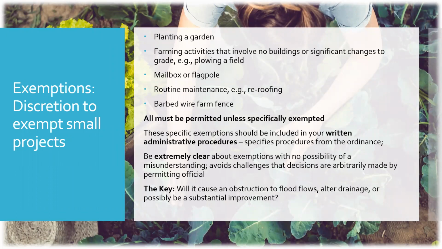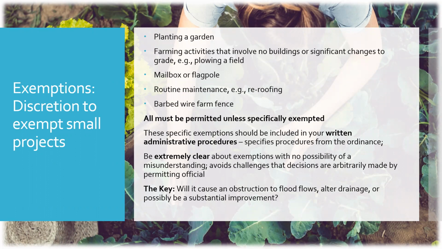So the key to this is, would it cause an obstruction to flood flows or alter the drainage or be a substantial improvement? That kind of thing shouldn't happen without a permit. There shouldn't be a situation where there's a substantial improvement that goes unpermitted. And then FEMA specifically cites in their 480 publication that a barbed wire farm fence in a floodway could be exempted just because it should rip out of the ground during a flood. And so we just have to think about these things.